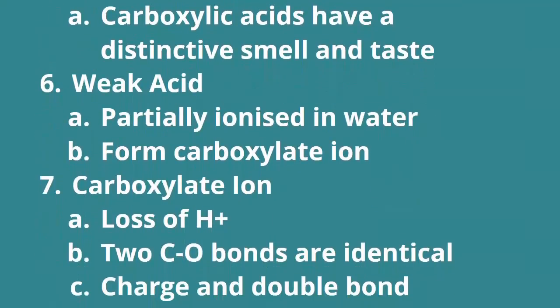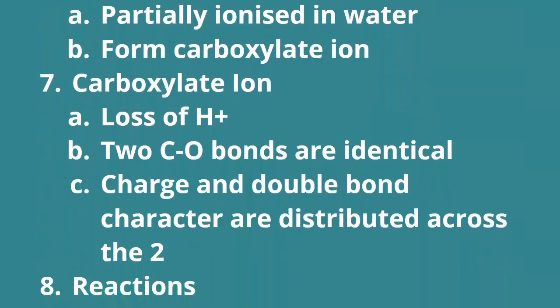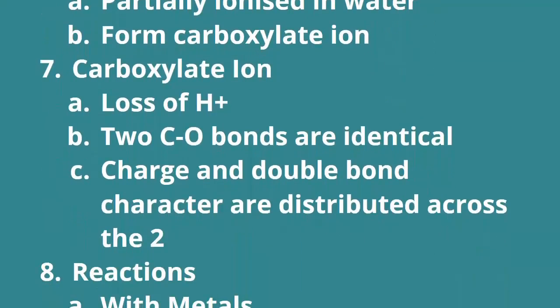The carboxylic acid is a weak acid. It's only partially ionized in water and it forms a carboxylate ion. This carboxylate ion is formed through the loss of an H+, a hydrogen ion. Now, it involves 2 carbon to oxygen bonds, and these are identical. The character of our double bond is distributed across the 2 carbon to oxygen bonds.